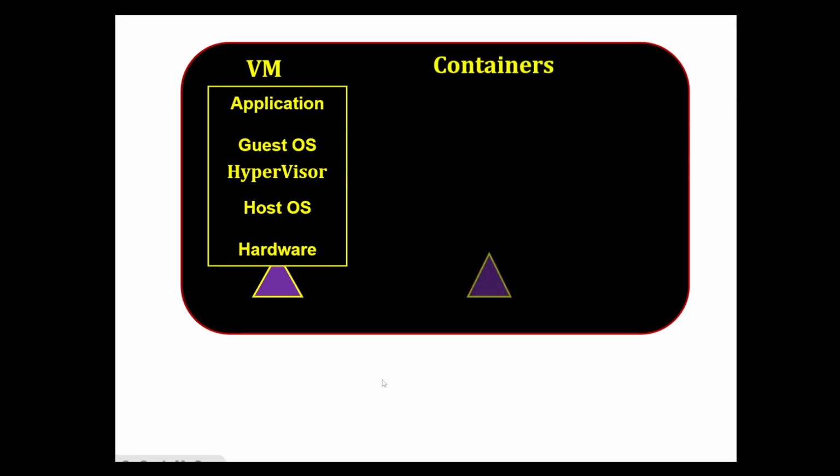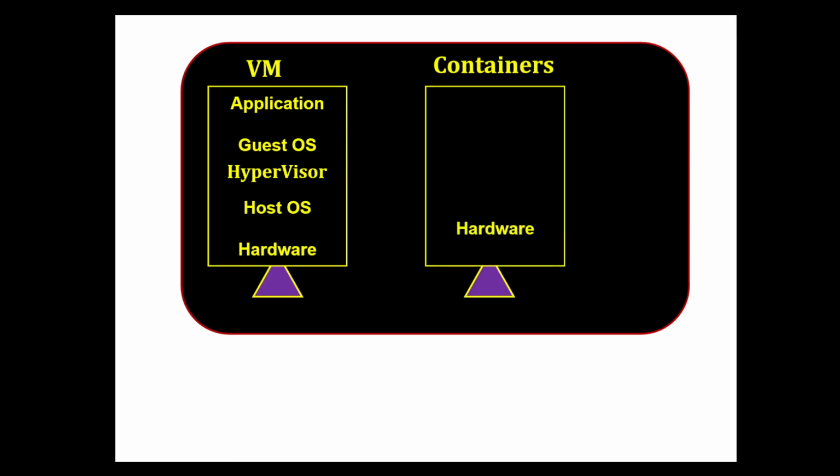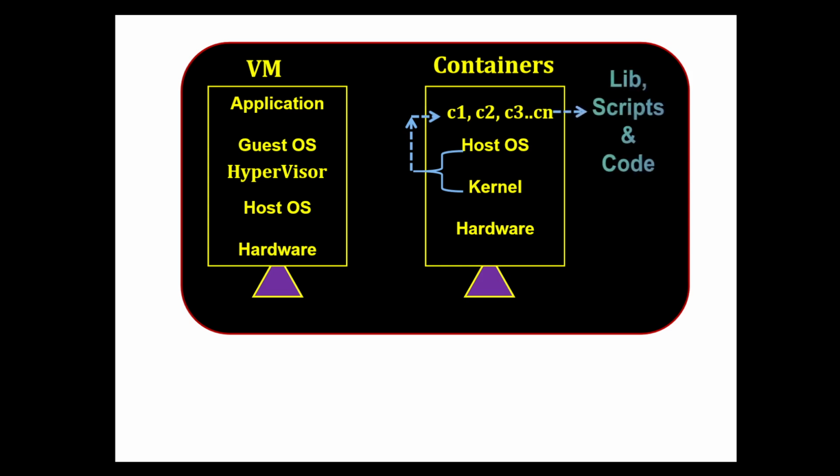In containers, we have a physical computer with some hardware resources. On top of that, we have the kernel, which helps our software and hardware talk to each other. On top of that, we have the host operating system. And on top of that, we are going to create multiple containers. The best thing is that each container shares the host operating system and kernel, and each container contains everything it needs to run, like the runtime, the libraries or scripts, and the code.